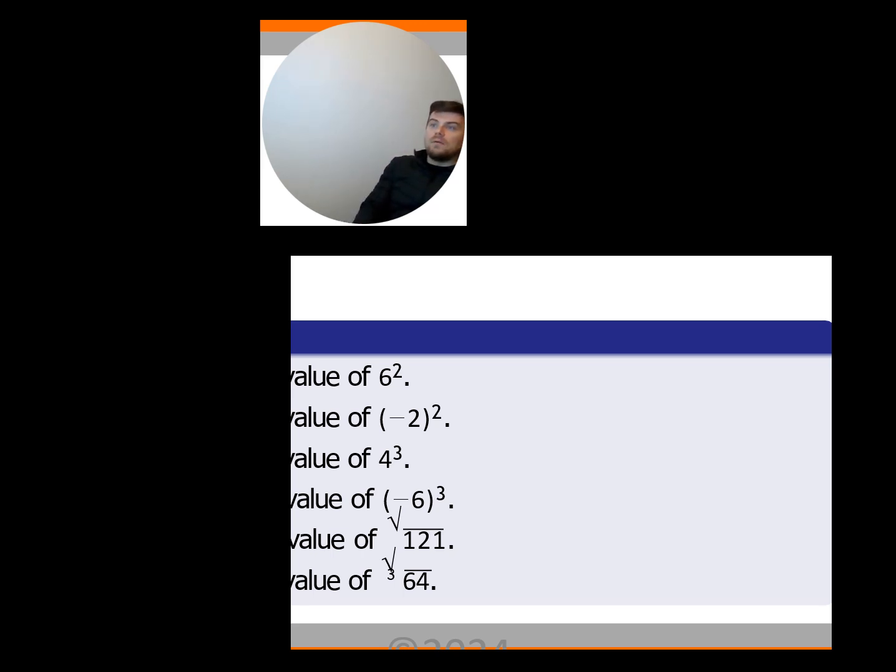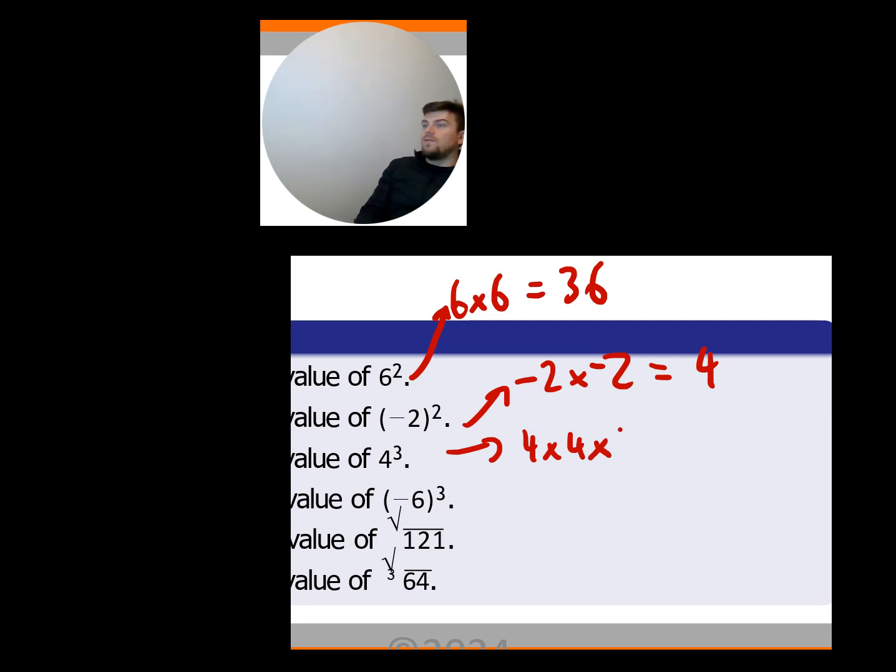So we need to do 6 to the power of 2 first. If you haven't done these, do pause and have a go. That means 6 times 6, which is 36. Negative 2 times negative 2 is 4. 4 times 4 times 4 gives us 64. We've got negative 6 times negative 6 times negative 6 gives us minus 216.